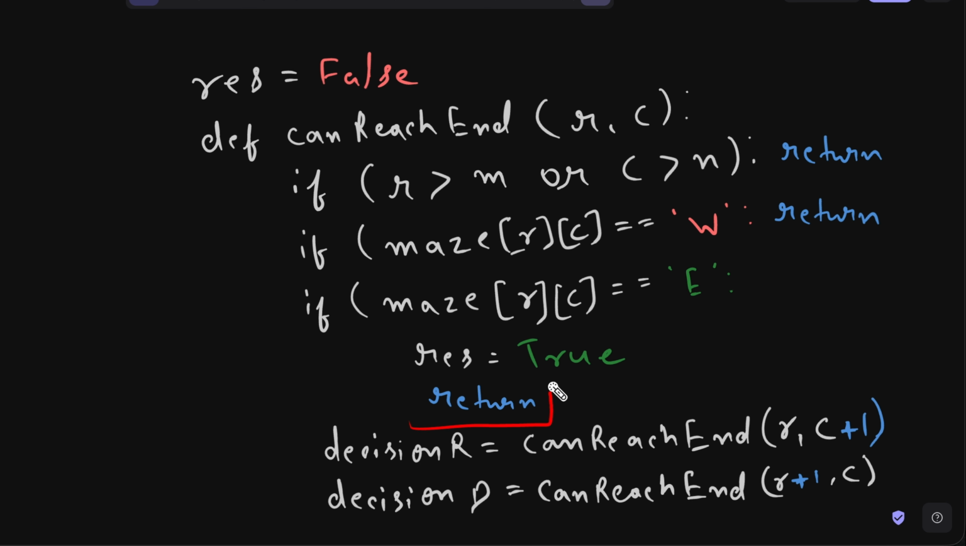And here we are simply returning from the recursive call. Now if none of these base conditions are hitting, here are the lines where we are making the decisions for going right and for going down. So on this line, we are making a decision to go right. What will happen if I go to right first?